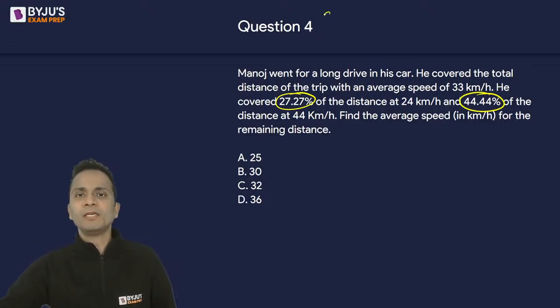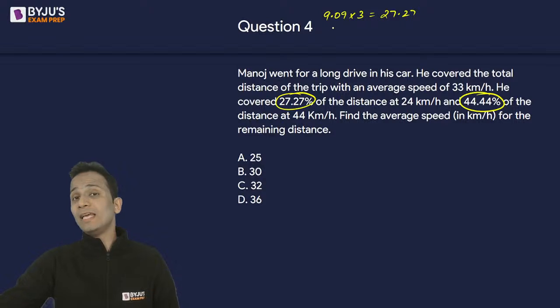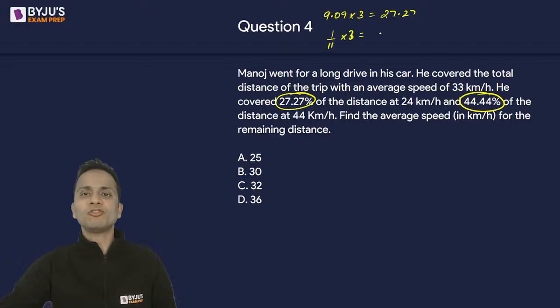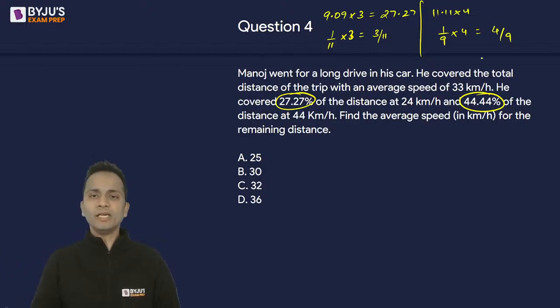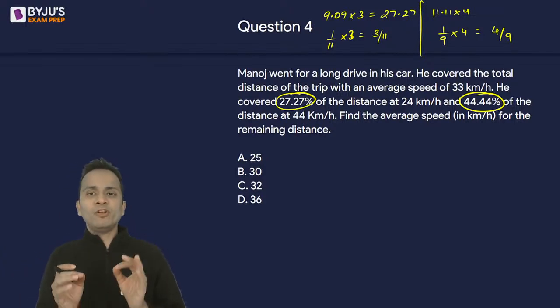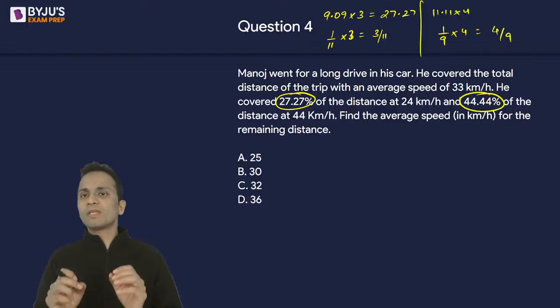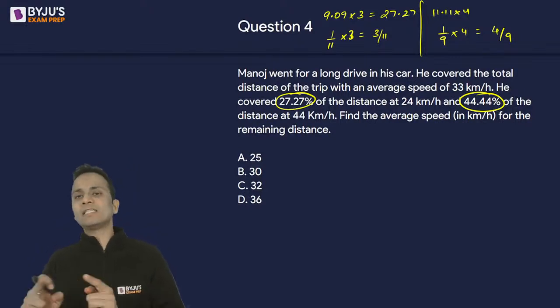Let's discuss them. 9.09 multiplied by 3 comes out to be 27.27. Now 9.09 percentage is 1 upon 11. So 1 upon 11 multiplied by 3 will be 3 upon 11. Similarly, 11.11 multiplied by 4 will be 44.44. Now 11.11 is 1 by 9, when multiplied by 4 will be 4 by 9. So he covered 3 by 11 of the distance at some speed and 4 by 9 of the distance at some other speed.